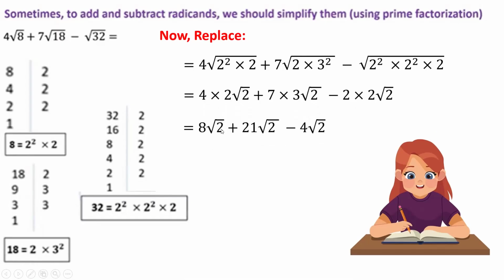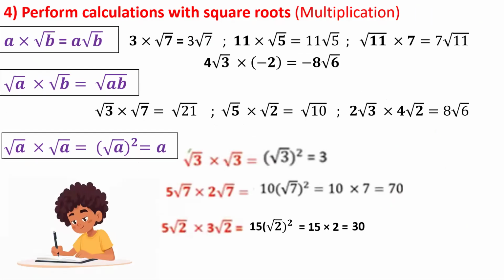Now I calculate. If I look at my answers now, they are all with the same radicands. So I add or subtract coefficients. 8 plus 21 minus 4. 8 plus 21 is 29 minus 4, so it's 25 radical 2.